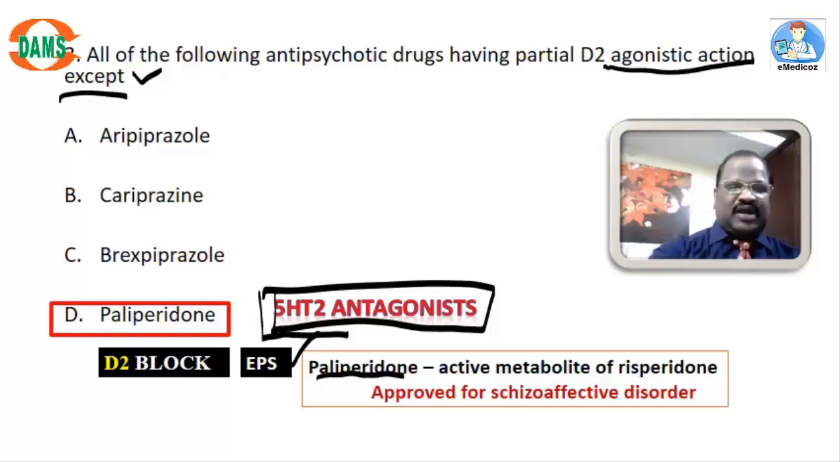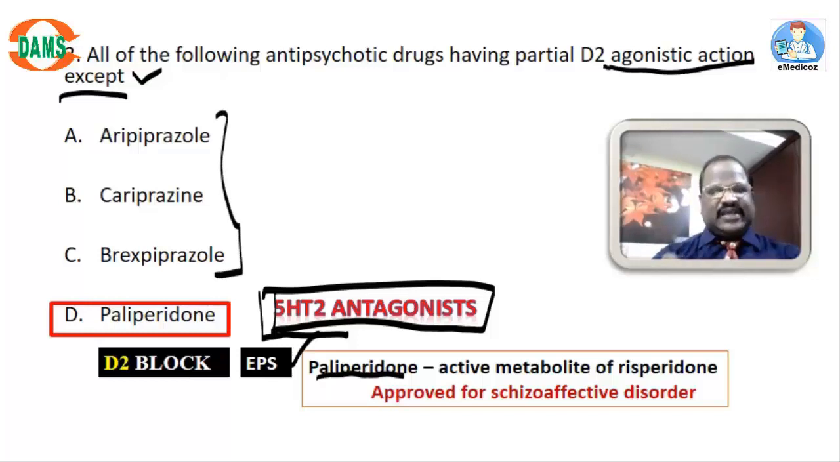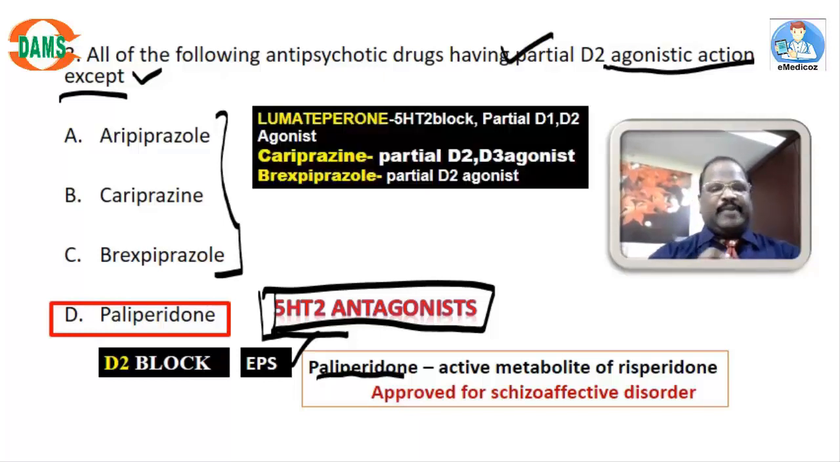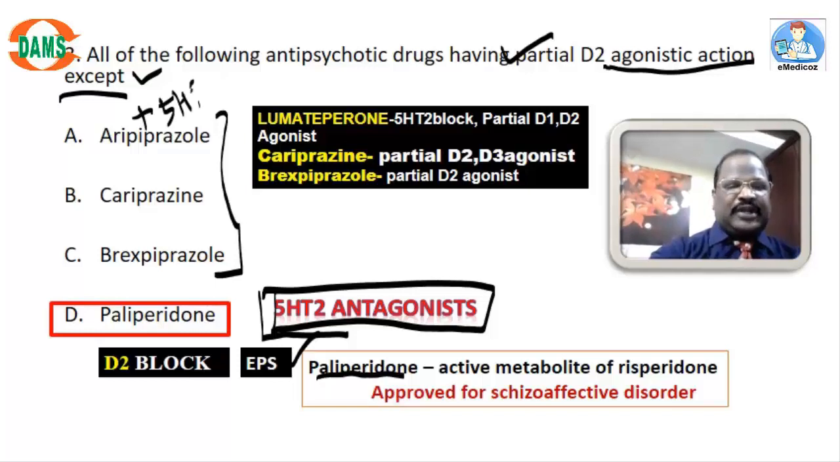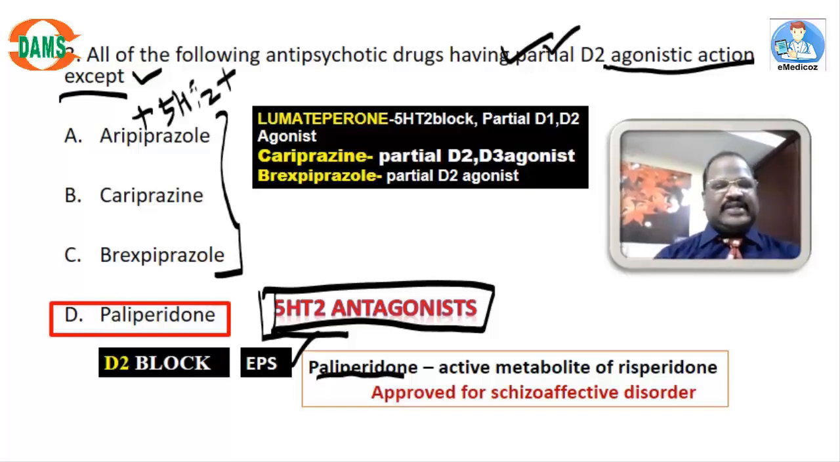Look at these options. All these are atypical antipsychotics. That means 5-HT2 blockers. But they additionally have partial D2 agonism property. For example, aripiprazole, a drug having 5-HT2 blocking property plus partial D2 agonism.